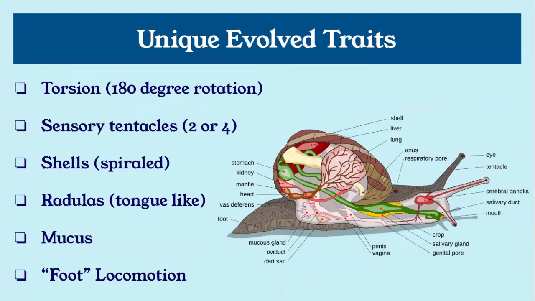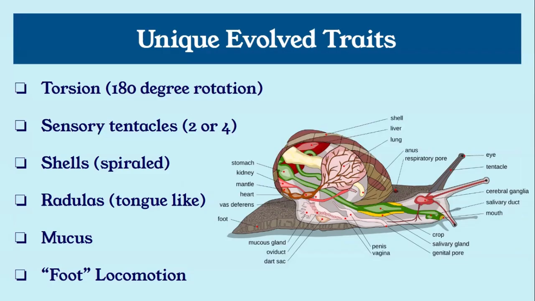So they do have some unique evolved traits such as torsion, which is where they can move 180 degrees in either direction, which allows them to have a higher radial view. And this is important because of the location of their eye, which you can see to the right. They have sensory tentacles, which, as we talked about before, are chemosensory and allow them to find food, and they can have two or four. Their shells are spiraled and typically are used as a sense organ, maintaining and also protection.